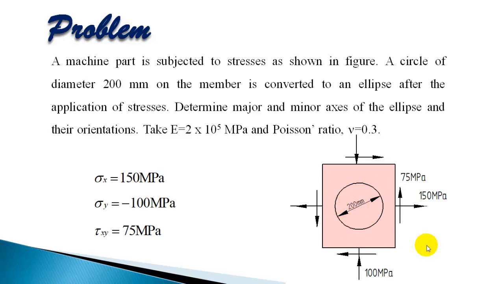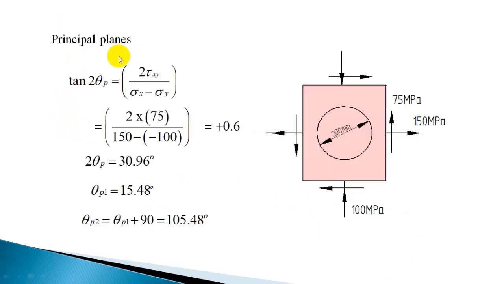Now let us find out the principal stresses and their directions. So for principal planes, tan 2 theta p is 2 tau xy divided by sigma x minus sigma y, and tau xy is plus 75 and sigma x is 150 and sigma y is minus 100. You will get tan 2 theta p as 0.6. So from this, 2 theta p you can solve as 30.96, or theta p1 is 15.48 degree, and for theta p2 you can add 90 degree to this, which will give 105.48.